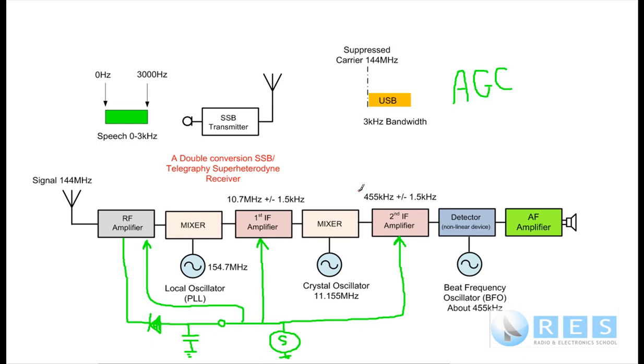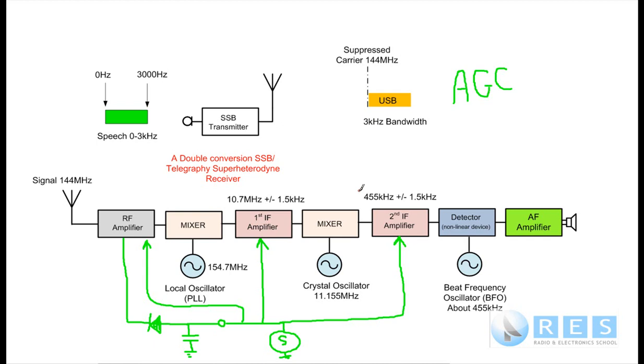AGC normally has a couple of settings. If you look at your transceiver, you'll see there's AGC off, so you can turn it off. There's AGC slow, which means that if the AGC does turn the sensitivity of the receiver down, it stays down for maybe 2 or 3 seconds before it comes back to normal sensitivity. And we've got fast AGC, that is AGC that will operate quickly.